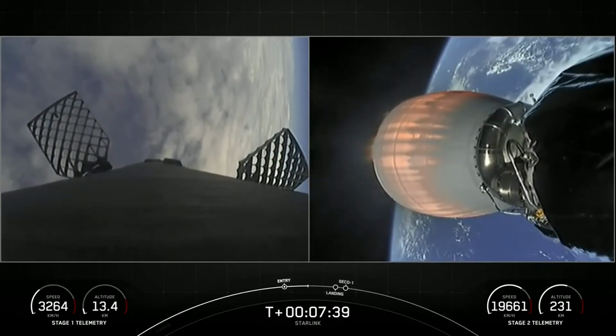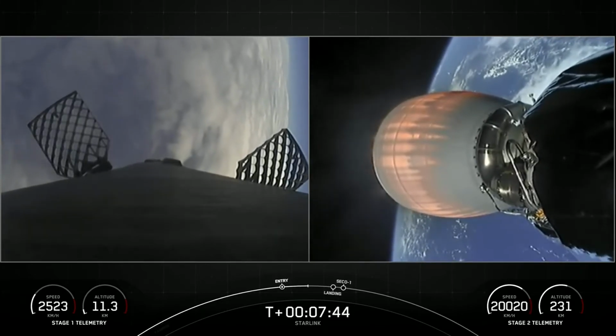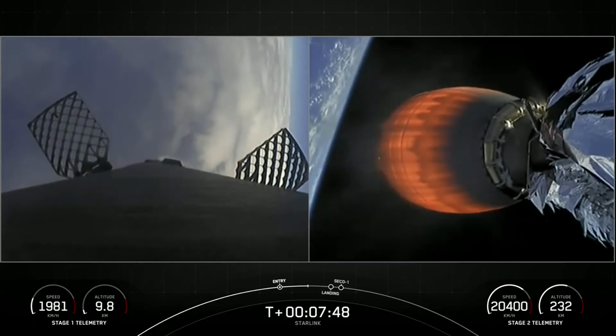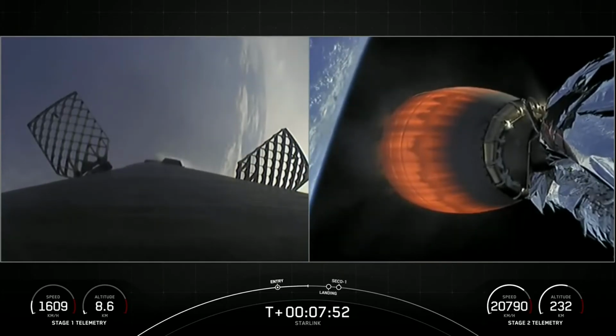And we're just about a minute away from the landing burn beginning on the first stage. Again, that is a single engine burn, the center engine, preparing the vehicle to touch down on our landing zone. Again, today is A Shortfall of Gravitas.